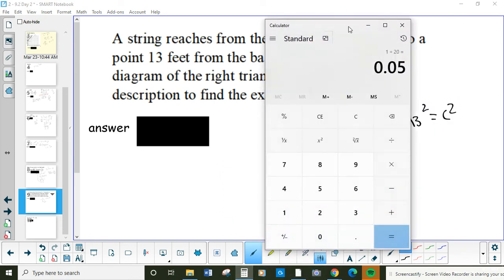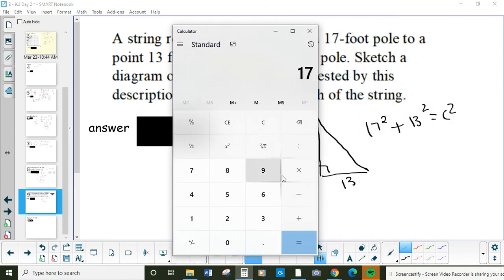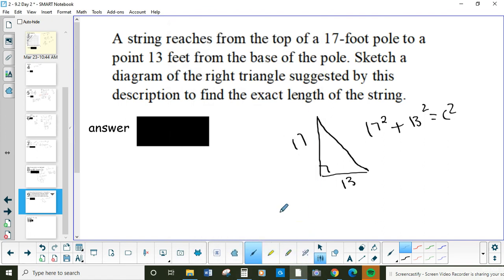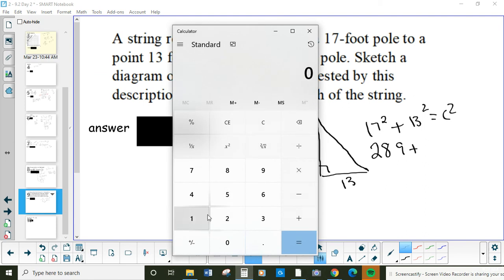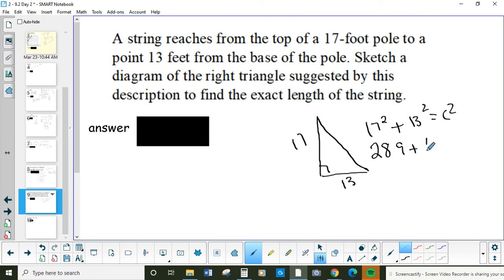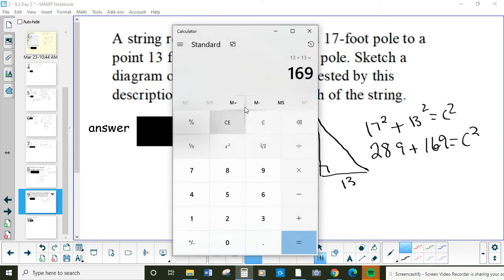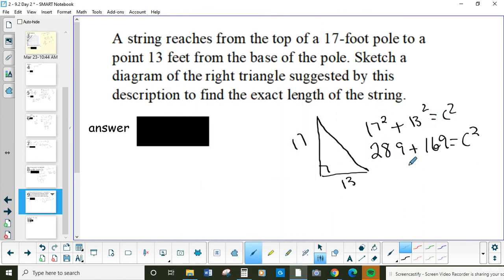And we can break out our calculators and go 17 times 17, which is 289. And if you knew that already, that's fine. You just write 289. Like if you know 13 squared is 169, that's fine. Otherwise, you'd get your calculator. You'd go 13 times 13, you get 169. Add these two together. Now you already got one of them in your calculator, so just hit plus and add the other, and we get 458. Now that's what c squared is.